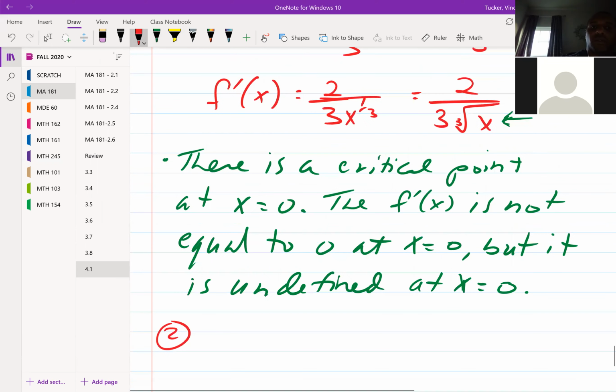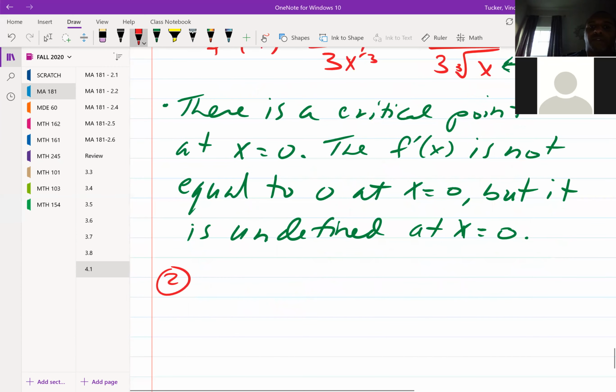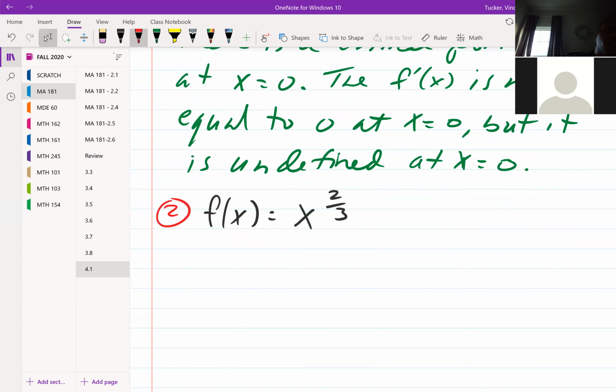All right, so second step, we go ahead and plug those values in. We have a critical point at x equal to 0. And that's our original function, so we plug that in. Of course, 0 to the 2/3 power is 0.